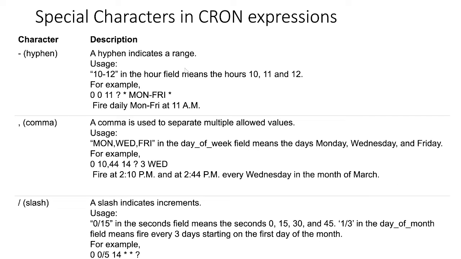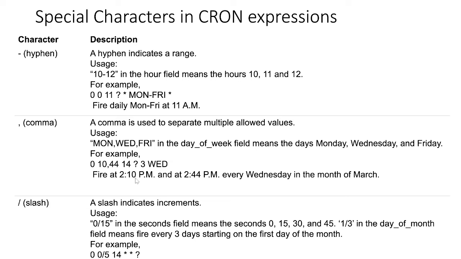Next is hyphen. Hyphen indicates the range. For usage, say if you are mentioning 10 to 12 in the hour field, it means hours 10, 11 and 12. Okay, if you want to see an example, in the day field you are mentioning Monday to Friday, which means it will run on Monday, Tuesday, Wednesday, Thursday and Friday. Okay, so hyphen indicates the range. And comma is used to separate multiple allowed values. Okay, the example is again in the day field. If you want to use only Monday, Wednesday and Friday, if you want to use multiple values, you can use this comma. Okay, so I've given an example here.